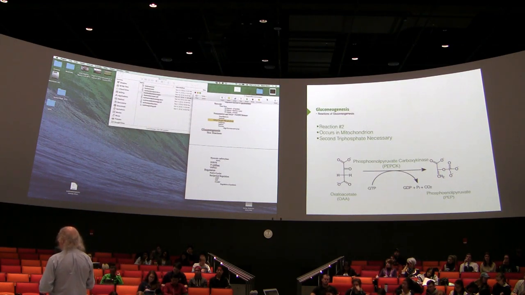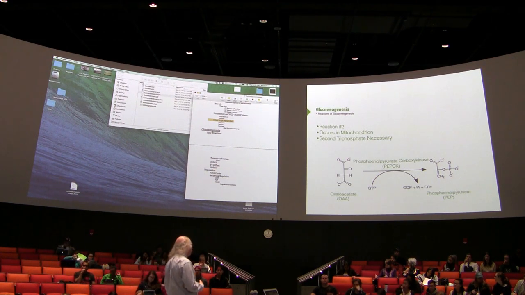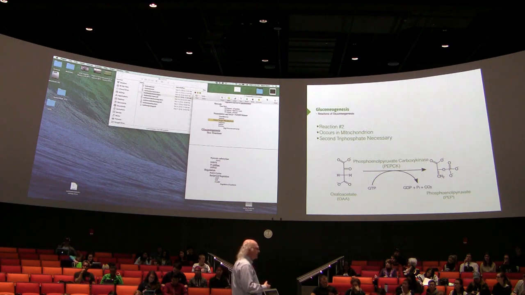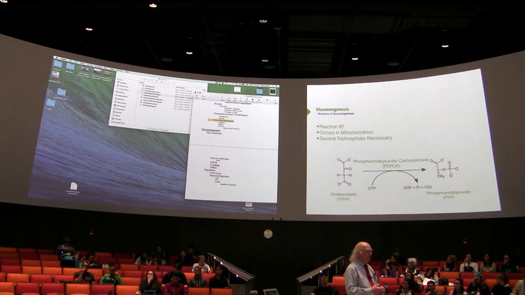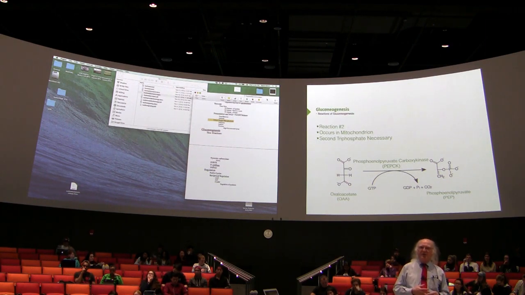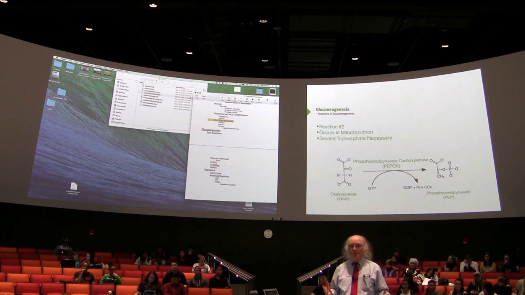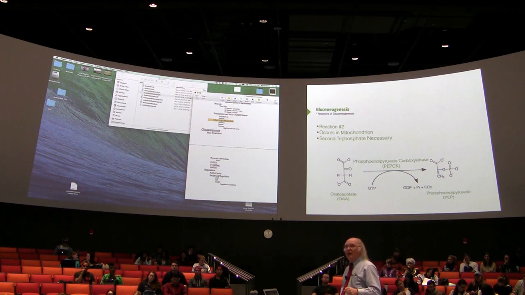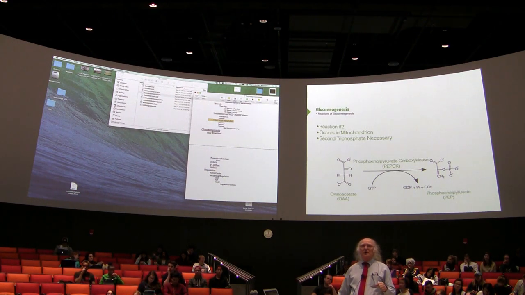That reaction also requires energy in the form of GTP. And by the way, some places you'll see ATP. It depends on the organism in terms of whether they use ATP or GTP. Don't get too hung up on that. ATP and GTP are equivalent in terms of energy. Okay, and this reaction occurs in the mitochondria. This does not occur in the mitochondria.